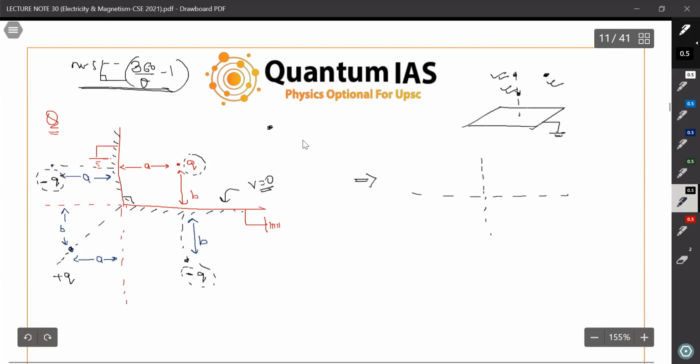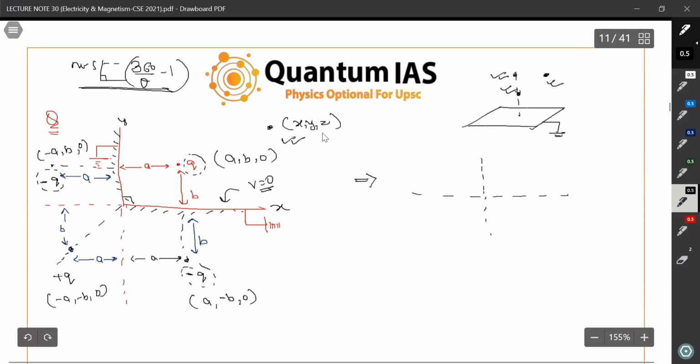Let's suppose you want to find the potential at x, y, z. A position is given here. This is the x axis, this is the y axis. You are given the position. The coordinate here is a comma b comma 0. Here it is a comma minus b comma 0. Here also minus a, minus b comma 0. Here minus a comma b comma 0. With the coordinates given, you can easily find the potential at this position. If you cannot, then you seriously need to check your basics. Go and check any 12th class book.